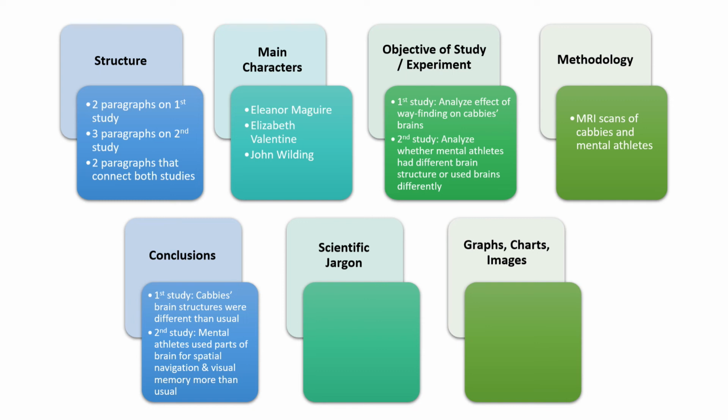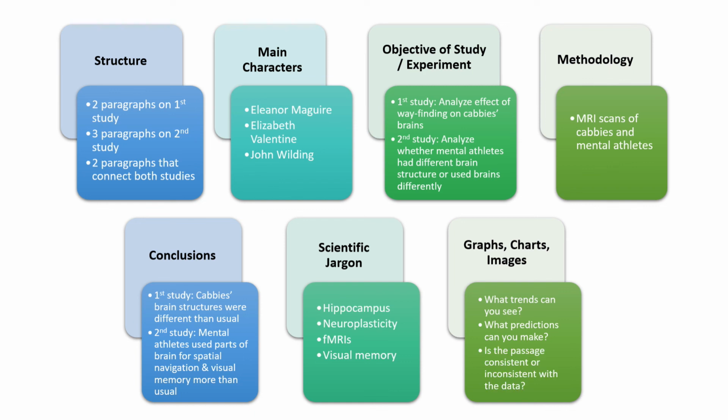Some scientific jargon or scientific terms that we read were hippocampus, neuroplasticity, fMRIs, and visual memory. And while this particular passage doesn't have any graphs, charts, or images, many science passages on the SAT and other exams do have these. If you encounter these, you should ask yourself, what trends can you see? What predictions can you make? And is the passage consistent or inconsistent with the data?